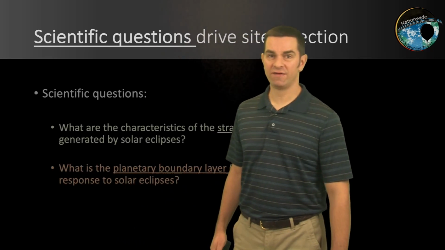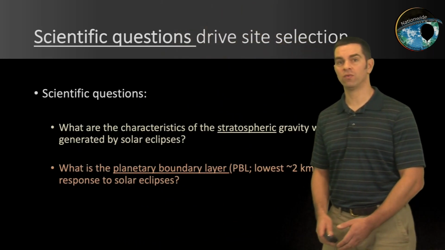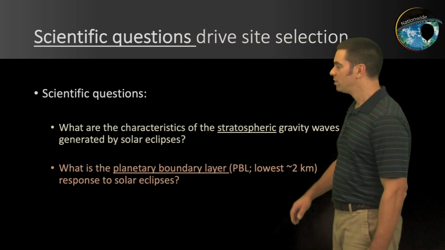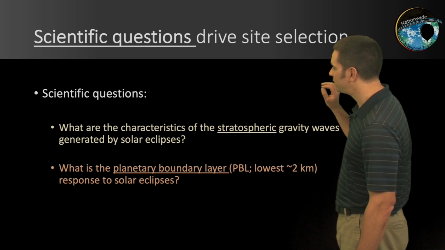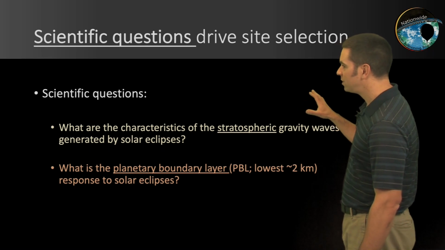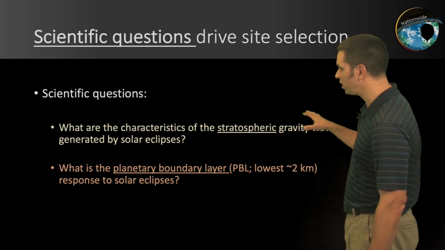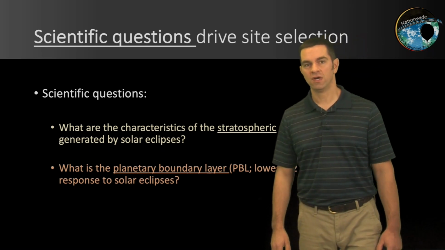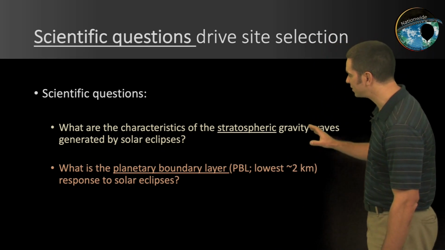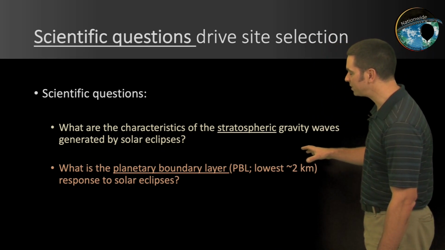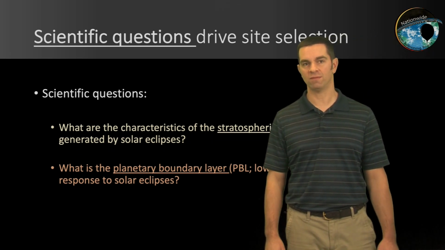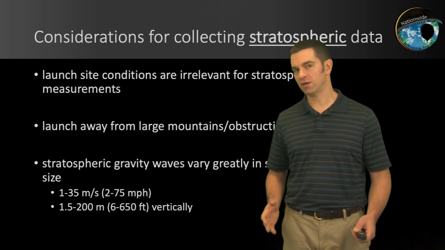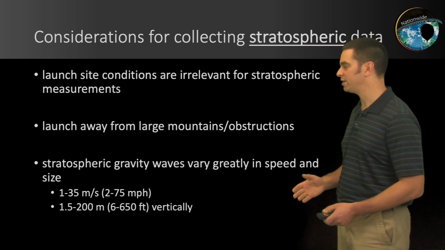Ultimately, it's the scientific questions that should drive where we launch weather balloons. So we have two major scientific questions. One is, how do the eclipse shadows impact the stratosphere and the generation of gravity waves in the stratosphere? And the second question is, how does the eclipse shadow impact the planetary boundary layer, or the lowest, roughly 2 kilometers of the atmosphere? First, let's take a look at stratospheric data.